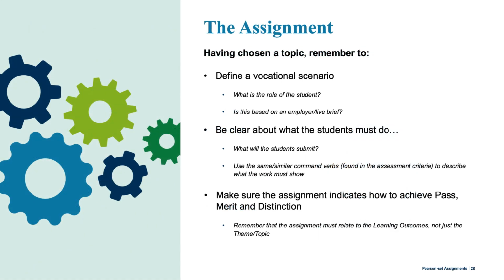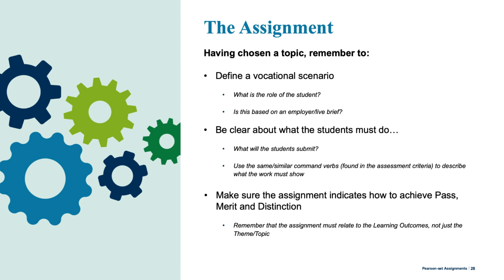So when we're choosing the topic, we want to think about what is the role of the student in that vocational scenario? Are we using an employer live brief? We have to be clear about what the students must do. What will they be submitting? And we're going to use the same or similar command verbs found in the assessment criteria to describe what the work must show. Remember, we're not interested in telling the students what to do. We're not giving them instructions. We're not giving them tasks. We're defining what the work must show.